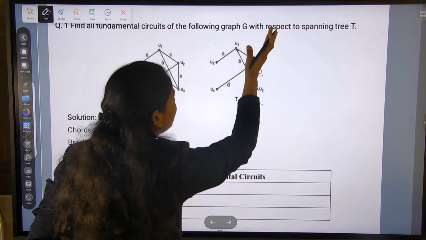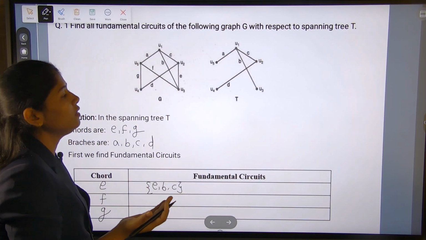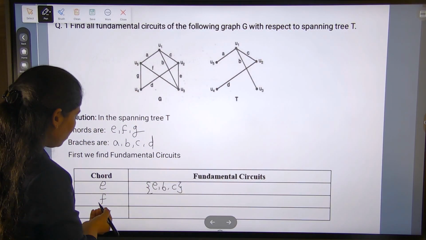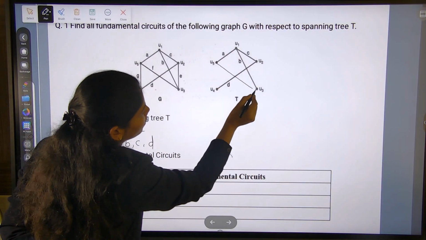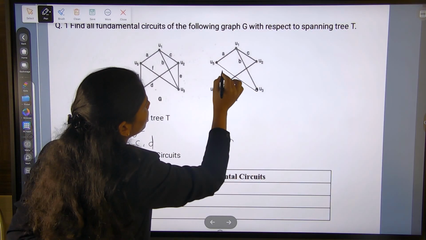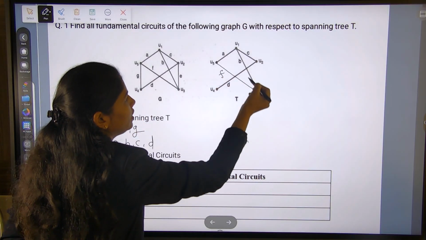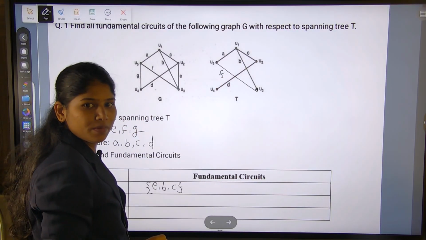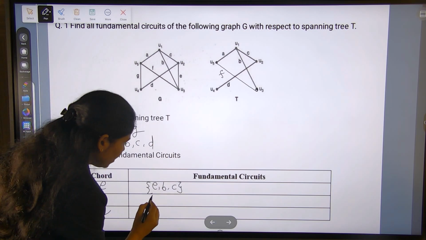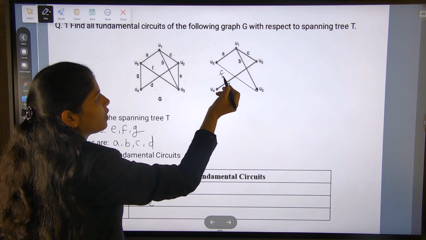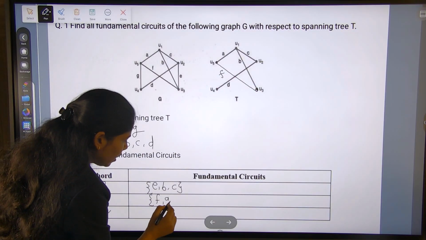Now again for the second chord we need to find the fundamental circuit. The second chord is F. So draw F in the spanning tree. So this is F. We get one cycle here. This cycle is the fundamental circuit with respect to that chord F. So write down F, A, B.